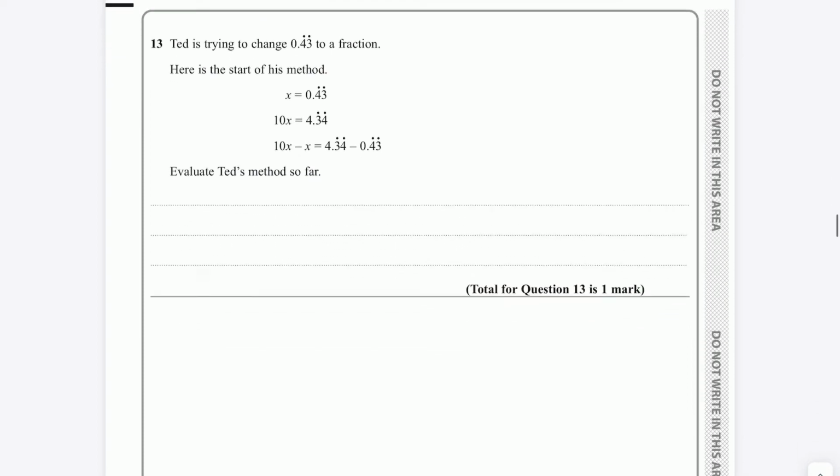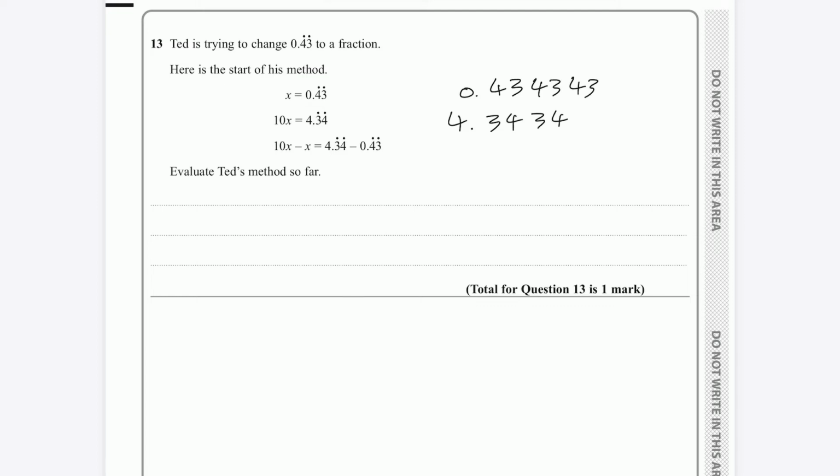So Ted is trying to change a recurring decimal into a fraction. So here's the start of his method. He's got x, 10x. Right, you want to cancel out the decimal part. So in this case, the recurring bit is that. So what he's done is he's worked out, oh no, sorry, it's 43.